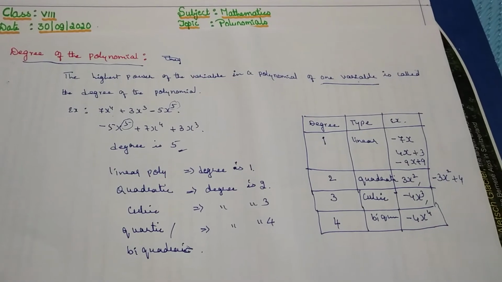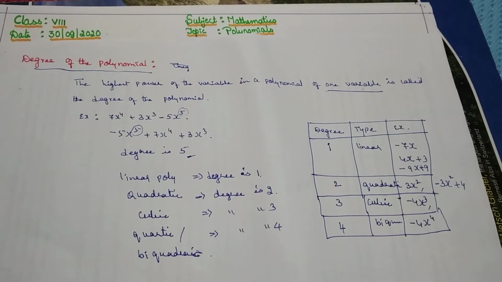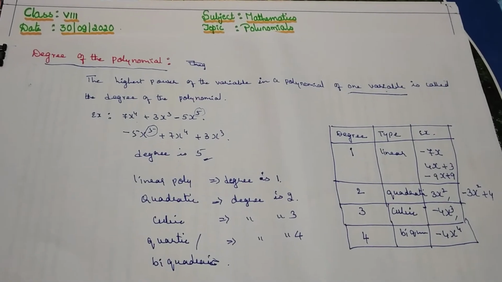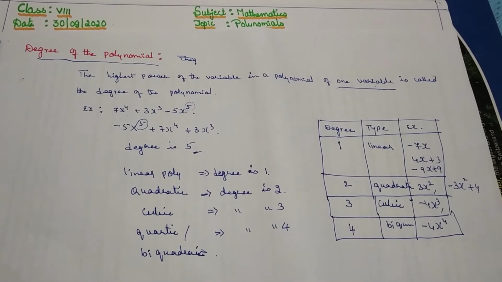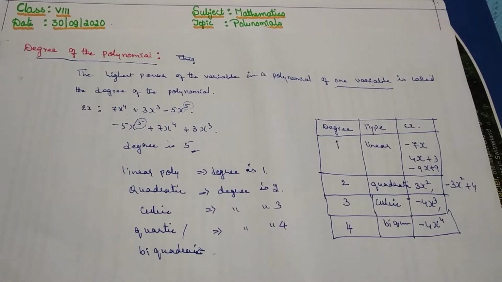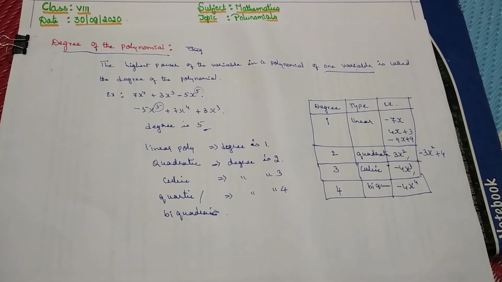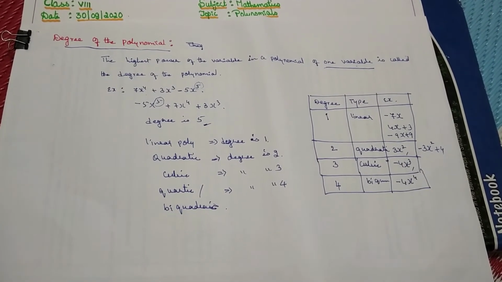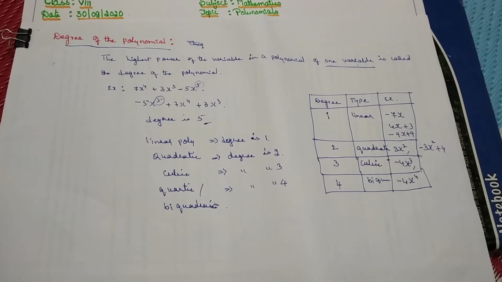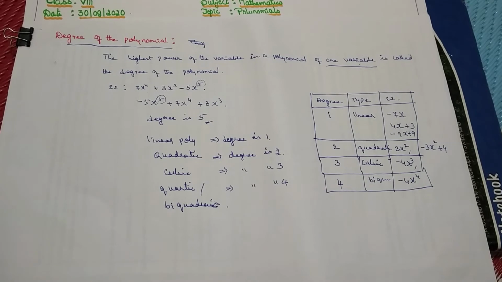Then the question arises, where is the polynomial chapter used in our daily life? That is the application of polynomial. It is used to draw curves, like to design roller coaster tracks. Yes children, it is used to draw curves like to design roller coaster tracks.